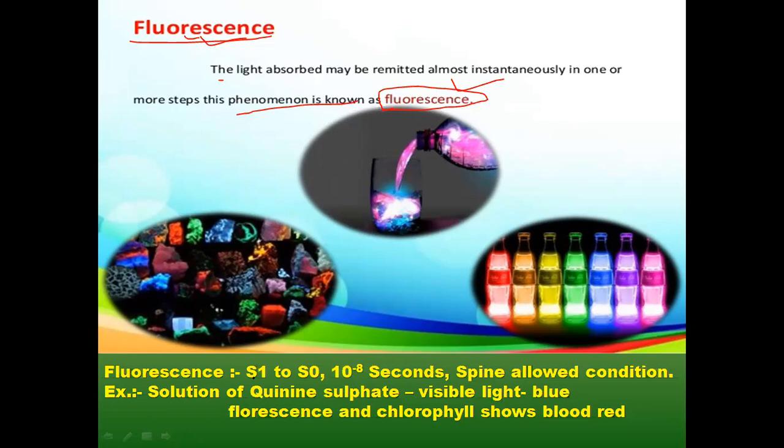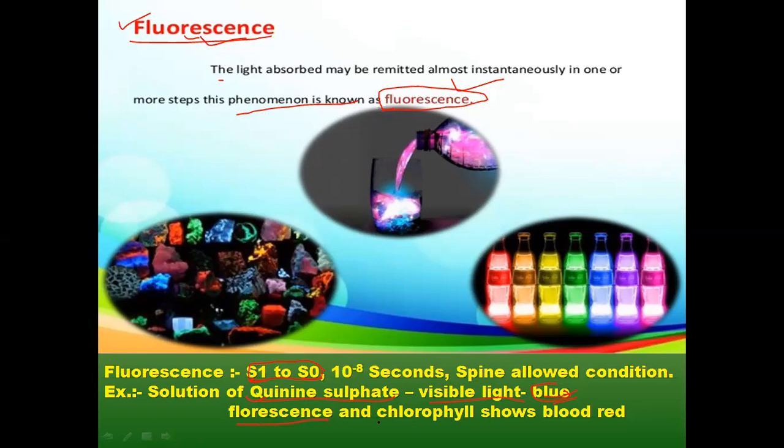If an electron comes from S1 energy level to S0 energy level, it releases energy in the form of light, which is known as fluorescence. Solution of quinine sulfate emits visible light, blue color light is emitted, so this is called the fluorescence by the quinine sulfate.